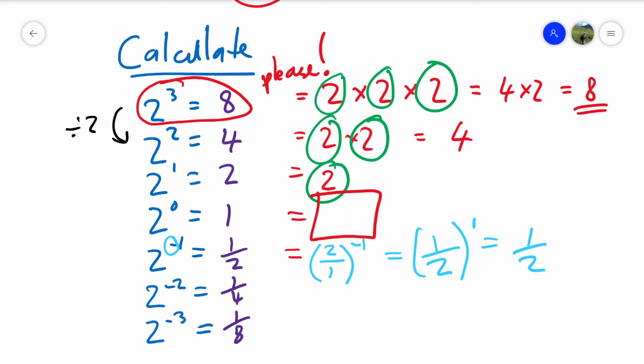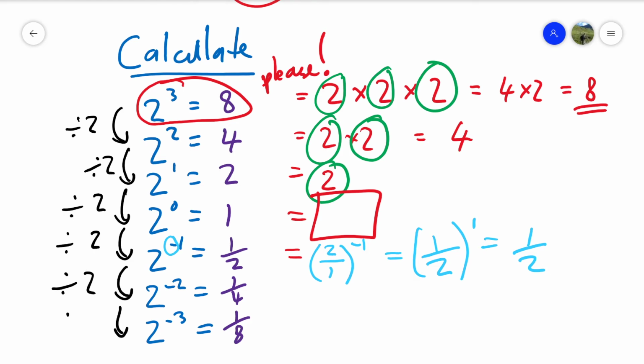You divide by 2. How do you get from here to here? You divide by 2. You see the pattern yet? How do you get from here to here? You divide by 2. Because this is, I think a lot of teachers say this, and I'm a big fan of it.